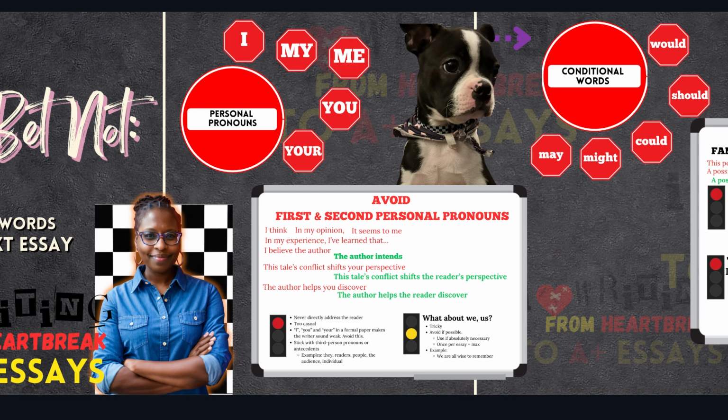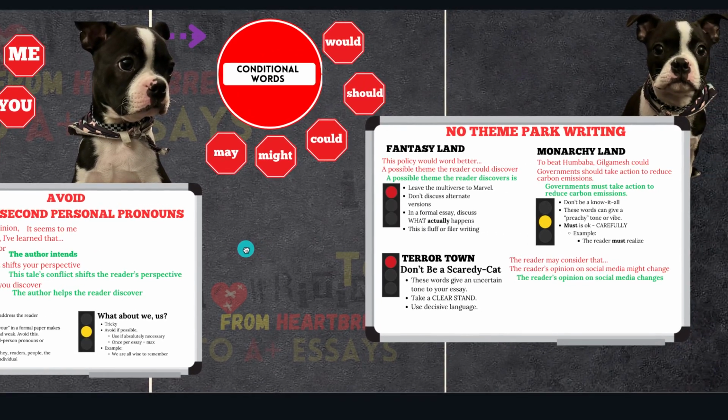Now, sometimes, depending on the type of essay you're writing, we and us are okay, but it's a little tricky. If at all possible, in an argumentative or an informational essay, you want to avoid them. If you have to use it, make sure you only use it one time. So, "we are all wise to remember." That could be something you write in your conclusion paragraph. So the first 5: I, me, my, you, and your. All right, let's go to the next set, conditional words.